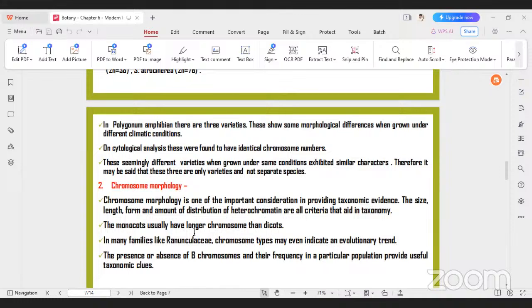First, let's see the size difference within the group, length also different, and distribution of heterochromatin. That means distribution of heterochromatin, well apart from the euchromatin. What is the euchromatin, heterochromatin? Euchromatin, if you take for example, where it is well illustrated.